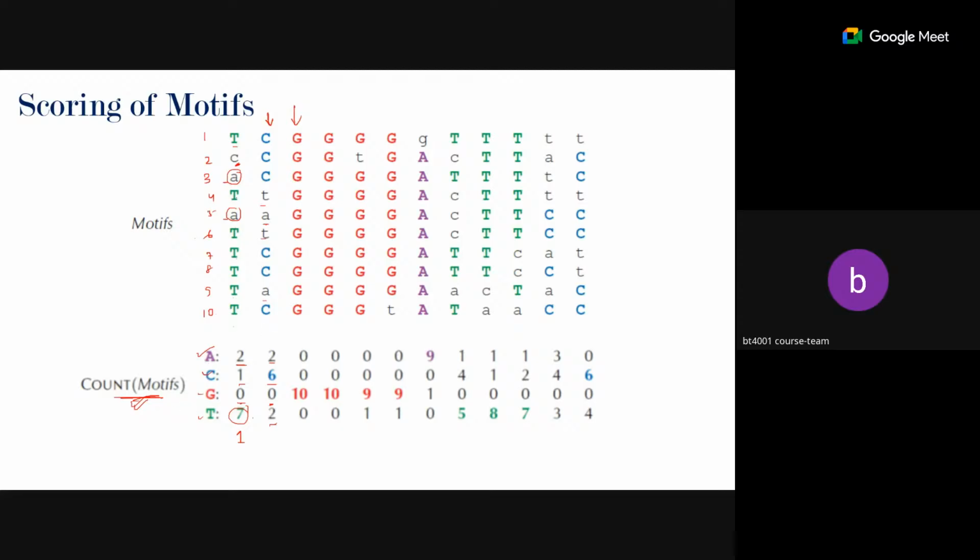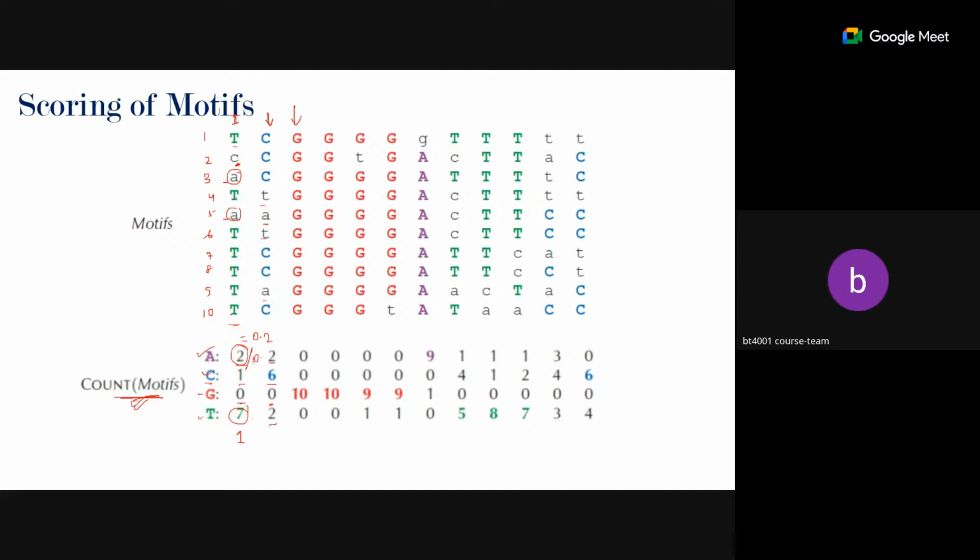So what is the probability of occurrence of A at position number 1? There are 10 motifs, so at position number 1 we can have 10 nucleotides. Out of them, 2 are A. So the probability of occurrence of A at the first position is obviously 2 over 10, which is basically 0.2.